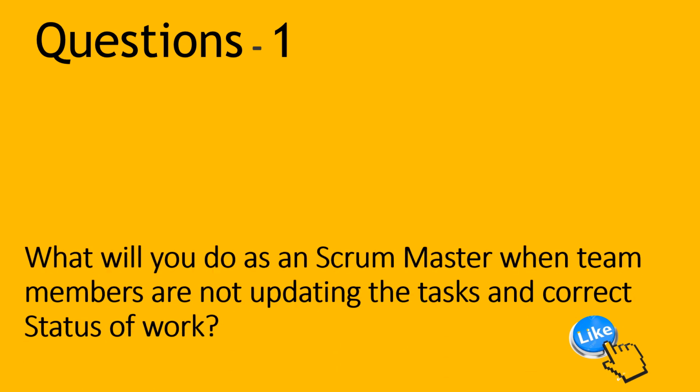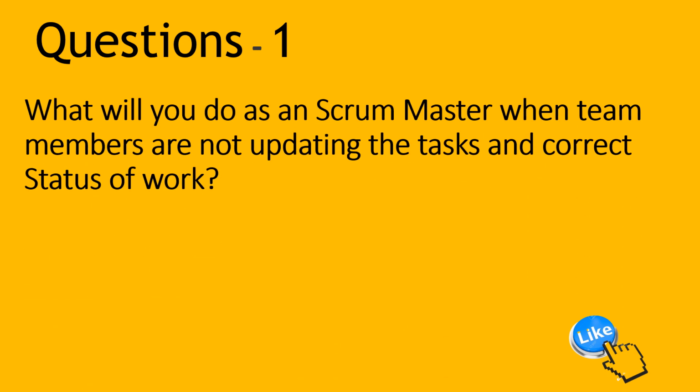Okay, question number one. What will you do as a Scrum Master when team members are not updating the task and correct status of work? As the coach of a Scrum team, you might try to enlighten the development team about how keeping the sprint backlog updated is important to transparency.